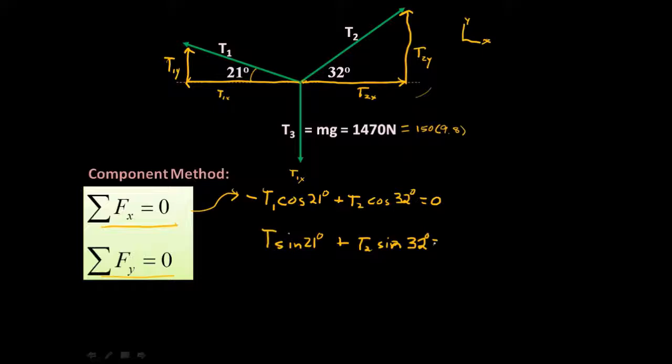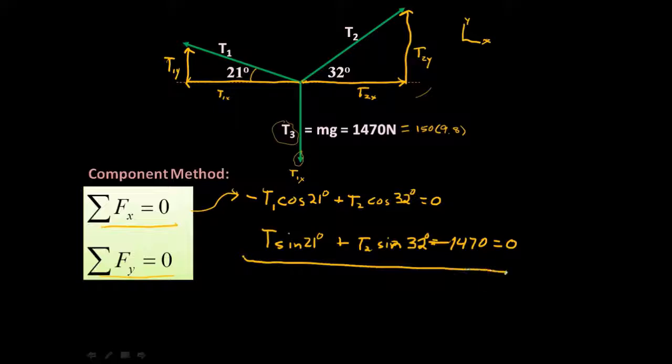Is equal to, oh, wait, is not equal to, those aren't the only forces in the vertical direction. Oh, what have I forgotten? Oh, I've forgotten about T3. That's right. And it's a negative force. So let's write minus 1470. And that's the sum of all the forces in the y direction. And that's equal to 0. Now, let's see what this means when we actually use the calculator to compute the cosine of 21 degrees and so on.